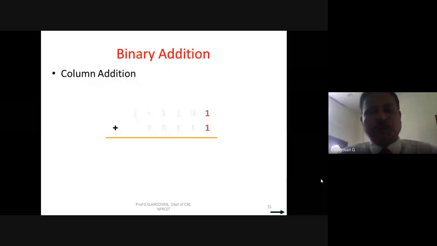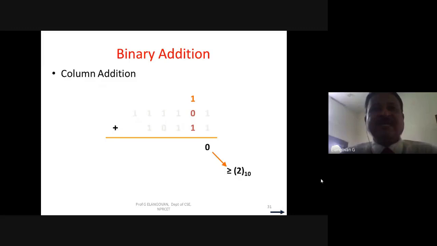Now for binary, if you want to add two numbers, we have to add 1 and 1. So 1 and 1, the result is 2. That 2 we have to compare with the base. What is the base of the binary number? 2. So we subtract 2 from the summation 2. So 2 minus 2 gives the result 0. Whenever we subtract a base, we should carry to the next higher order level. So we bring 1 as a carry.